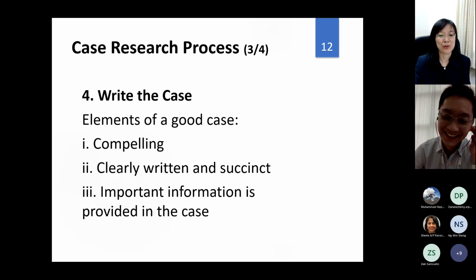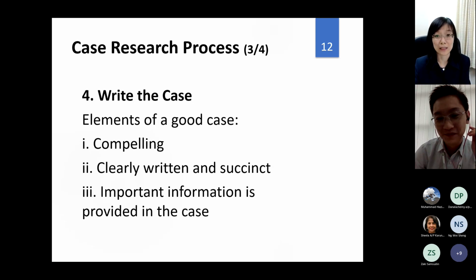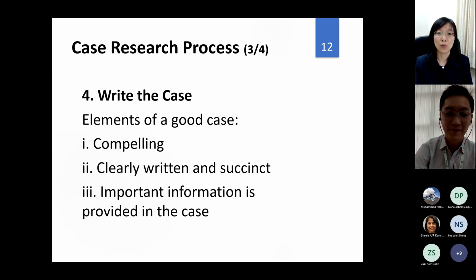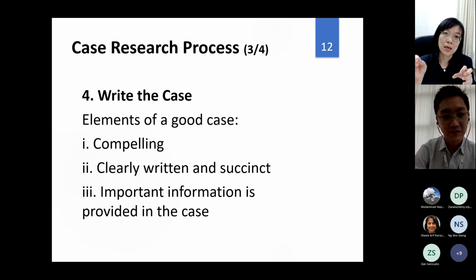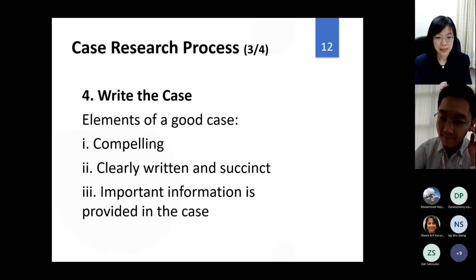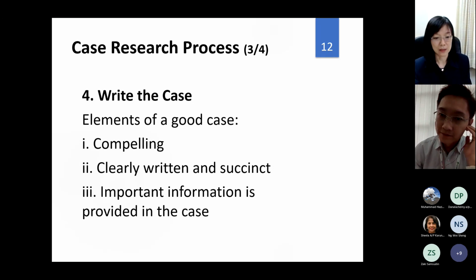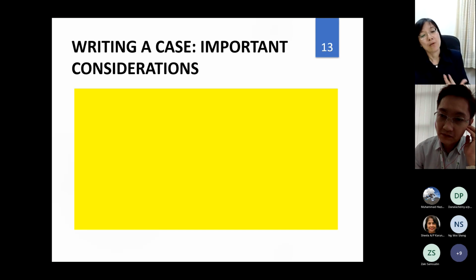And make sure that you have all the important information provided in the case. Again, this ties back to the fact that you want your readers to have all the information in the case so that they can answer the case study questions that you have in the teaching note. A good case would have information in the case where the readers or the students do not have to search outside anymore, right? Everything is there. So those are some of the elements of a case.